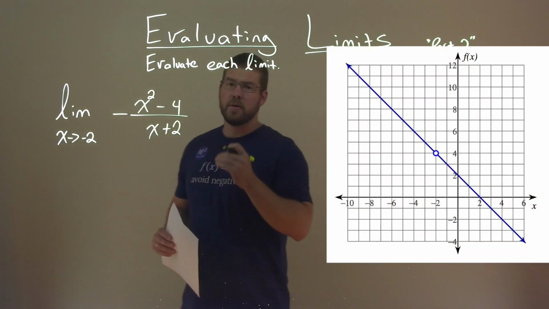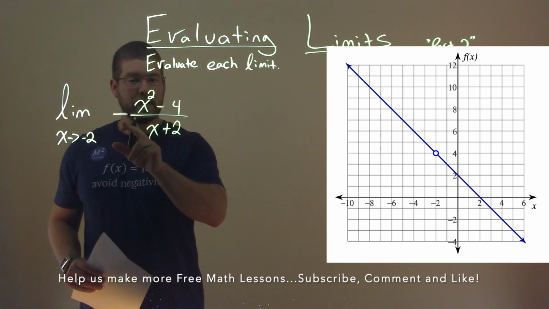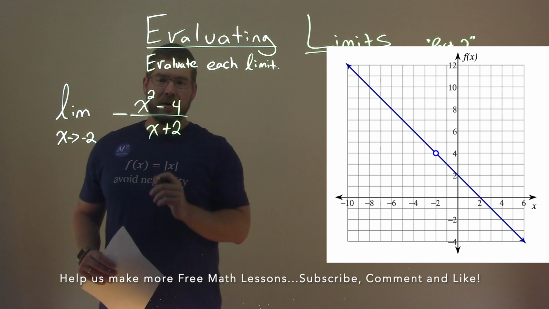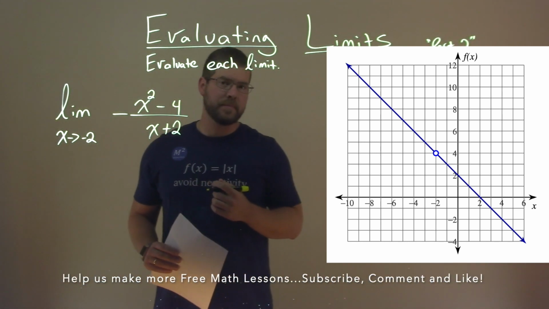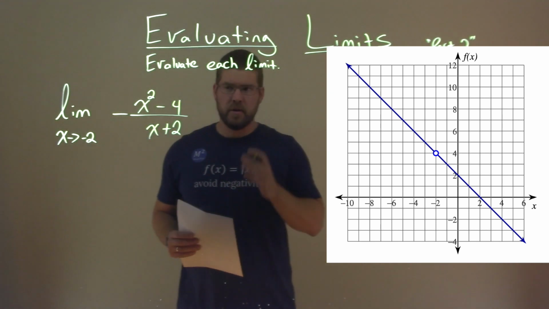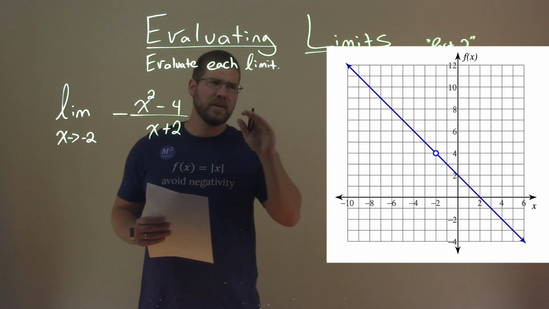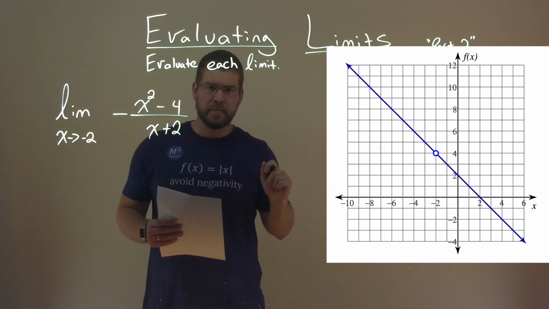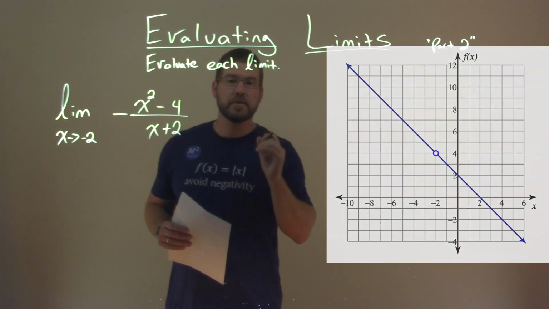We're given this limit right here, the limit as x approaches negative 2 of a negative, and then the fraction here, x squared minus 4 over x plus 2, and we have to evaluate this limit. Now we're given a graph right here of this function, but notice it's really a linear line, right? Straight line. But there's an open hole right there at negative 2.